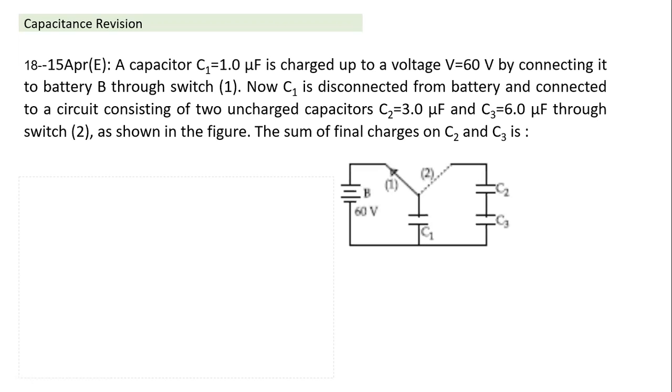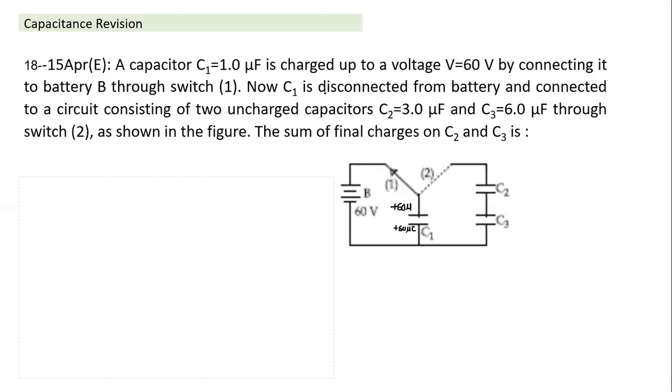And this also is a past question. They're fairly simple questions. All of you read that one, see that you can easily understand what we need to do in this question. So C1 is charged by a 60 volts battery. So we can easily understand how much charge it will have. It will have a charge equal to plus 60 microcoulomb by connecting the battery. So switch 1.